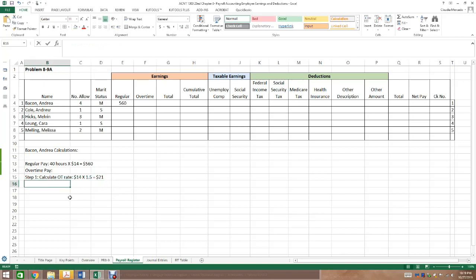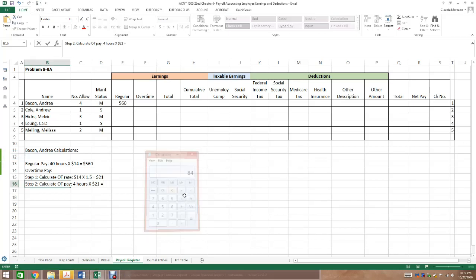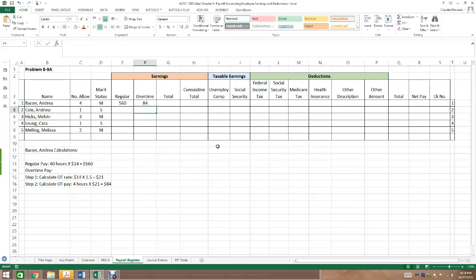Now step 2, you can calculate your overtime pay. So I know I have 4 hours of overtime times $21. So that's going to give me 4 times 21. That'll be $84. Excuse me, I just sneezed. Okay, so we have $84 of overtime.